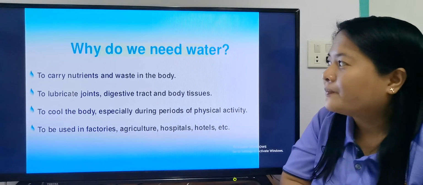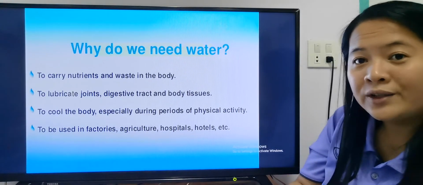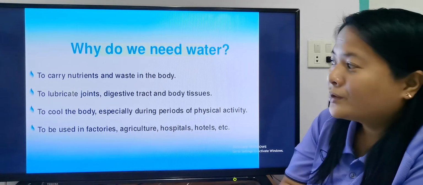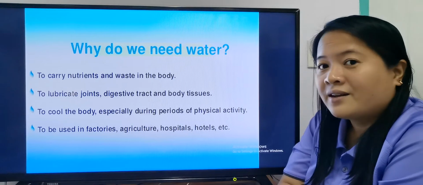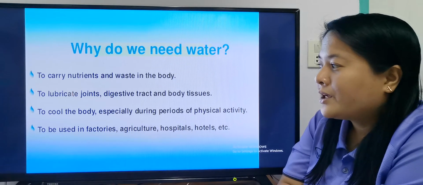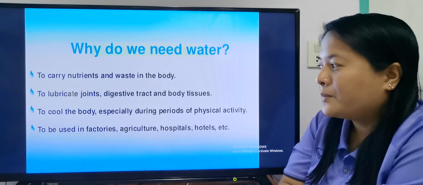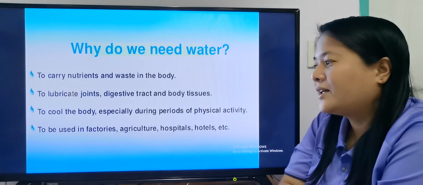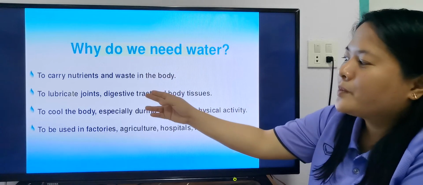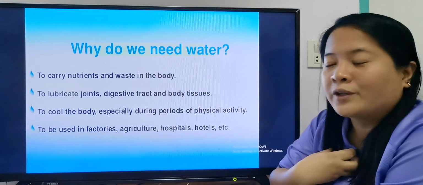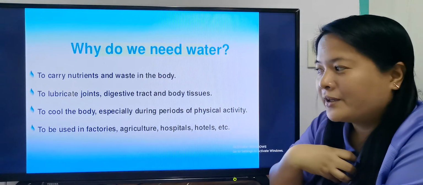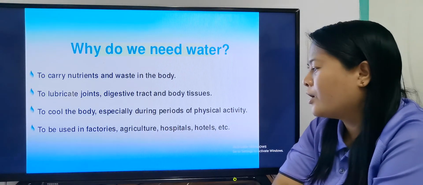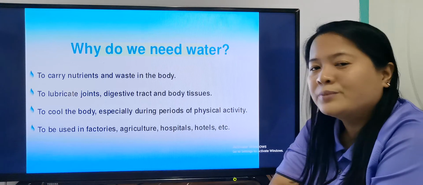We also studied why we need water. We said we need water to carry nutrients and waste in our body, to lubricate joints, digestive tract, and body tissues, and to cool the body, especially during periods of physical activity. So these are the functions of water in our body. And it's also used in factories, agriculture, hospitals, hotels, and for consumption.